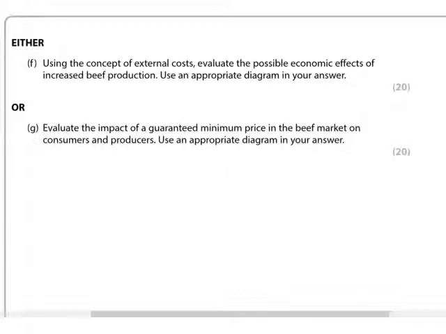Using the concept of external costs, we're going to have a negative externality question here. Evaluate the possible economic effects of increased beef production using an appropriate diagram in your answer. So we're going to need the negative externality diagram. Because it's possible economic effects and it's an evaluate question, again we're going to need two sides. There will be a positive and a negative, and then we'll definitely need an evaluative conclusion to finish this one off.